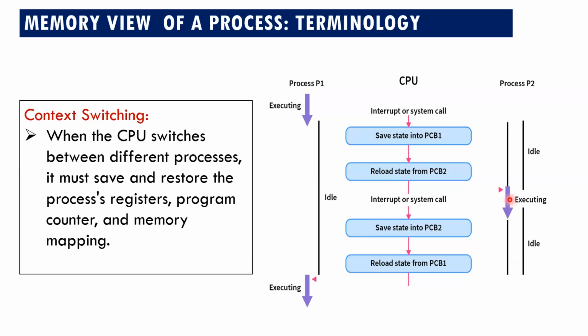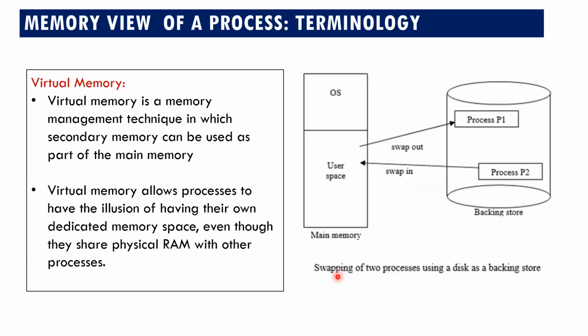And again, whenever there is an interrupt, in that case, the state of process P2 has to be stored in PCB2. And then it has to reload the state from PCB1. Only then can it switch to process P1 for execution. So whenever there is such a type of context switching, it requires additional memory space in the main memory.